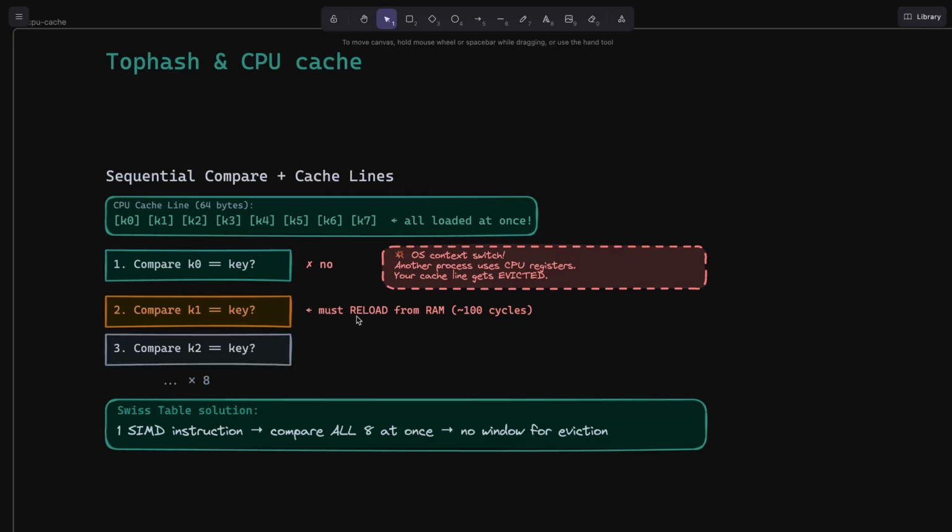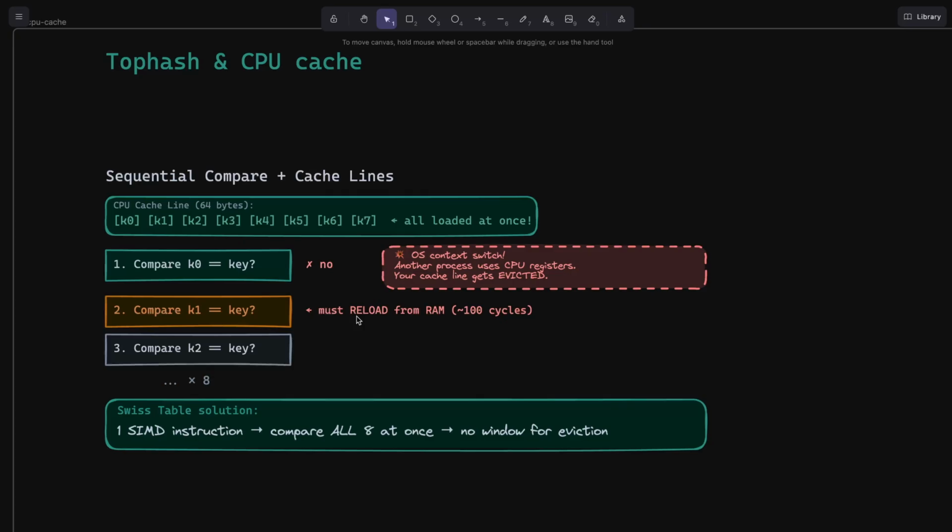But here's the catch. The old map does these checks one at a time, eight separate comparisons in a loop. The CPU loads memory in 64 byte chunks called cache lines. So all 8 entries arrive together, that part is fine, right? The problem is those 8 comparisons are 8 separate instructions, and your program shares the CPU with everything else.